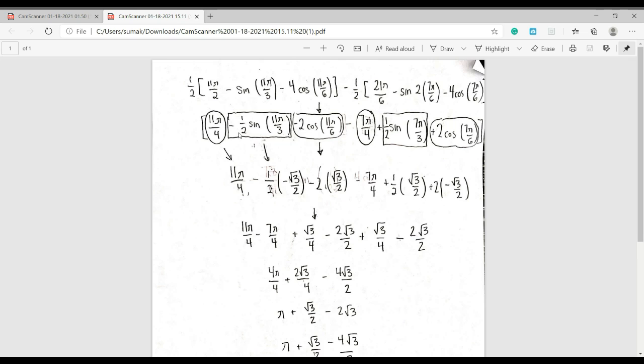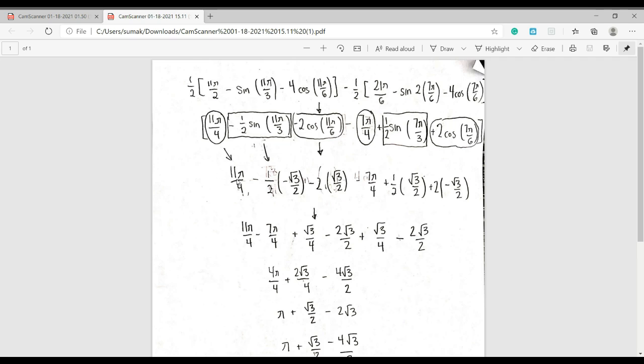And then I boxed negative 1/2 sine 11 pi over 3, and also boxed 1/2 sine 7 pi over 3. I boxed these because they have like terms as well. And then I also circled negative 2 cosine 11 pi over 6 and positive 2 cosine 7 pi over 6. So here I'm going to simplify it even more.